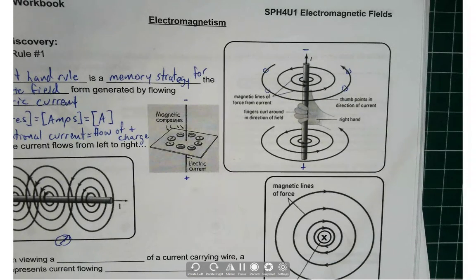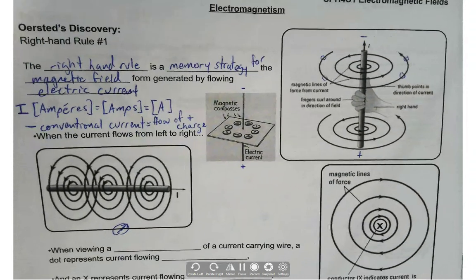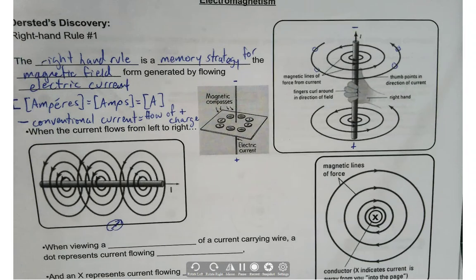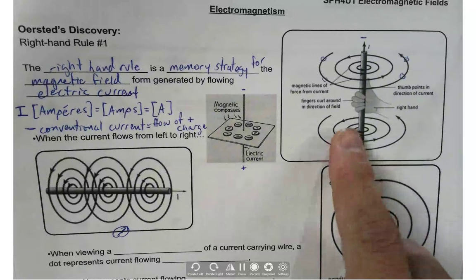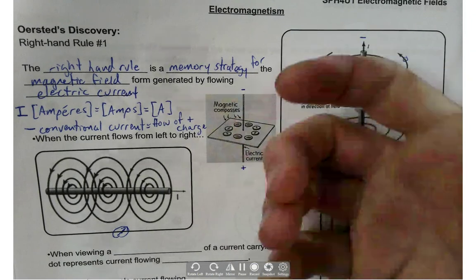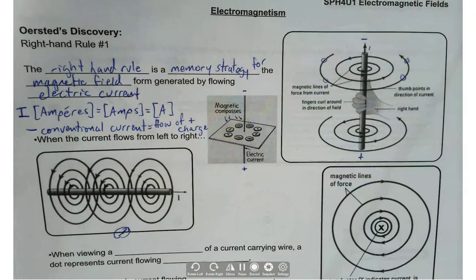And so this is why it's called Oersted's discovery. Really, a little bit of credit should go to the kid in the front row, right? But we never know that person's name. Oersted's discovery says that if I take my thumb and I point it in the direction of the current flow, then my right hand fingers will wrap in the direction of the magnetic field.